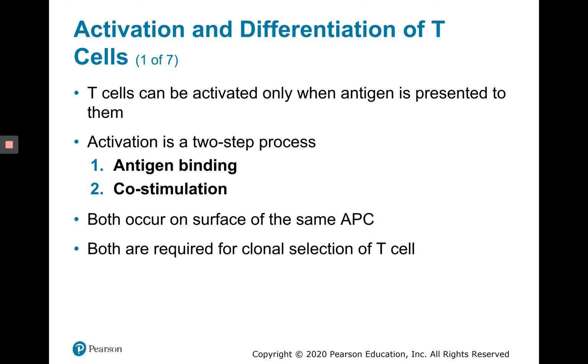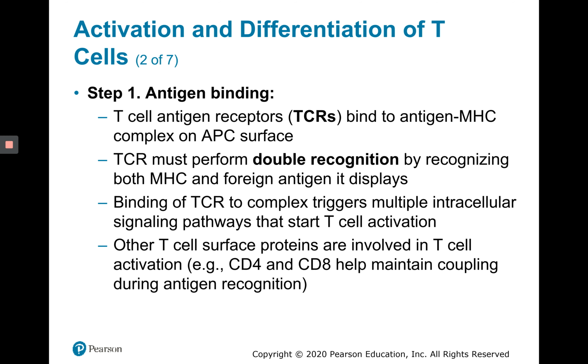T cells can be activated only when antigen is presented to them, which makes sense. We don't want them to just be activated suddenly because some of them can directly kill cells. Activation is a two-step process, therefore. It is going to consist of antigen binding to a T cell receptor, but also a co-stimulation, which is sometimes called the second handshake. Both steps are going to occur at the surface of an antigen-presenting cell, and both are required for the clonal selection of the T cell. So before we get proliferation and differentiation, we have to clonally select this T cell.